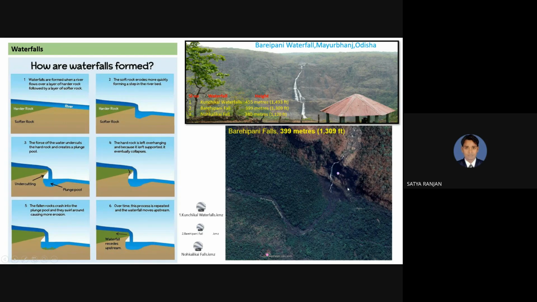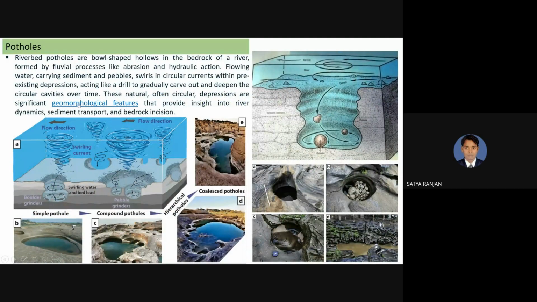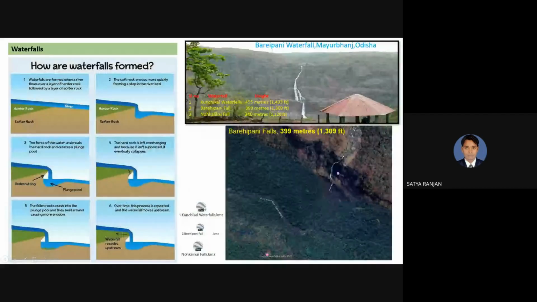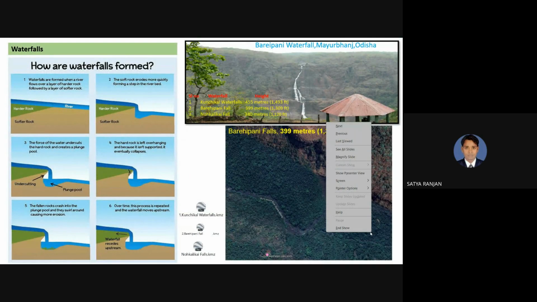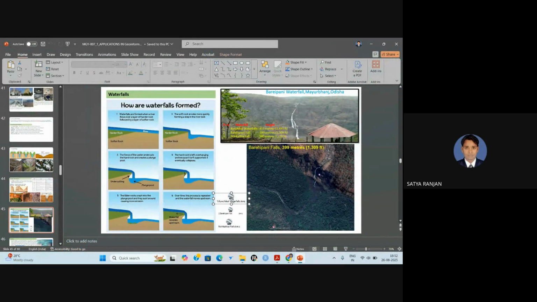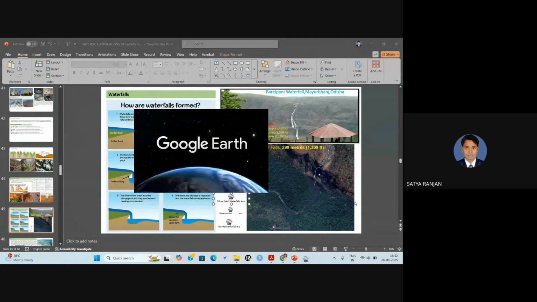So we can also see the satellite view of the waterfall. We can see all these waterfalls in the satellite image. So it looks like this. This is the waterfall, and this is the Budhabalong river in Odisha. So just check. Just a second. Check how one of the waterfalls looks in the satellite image.